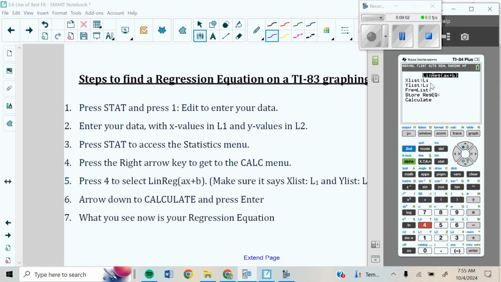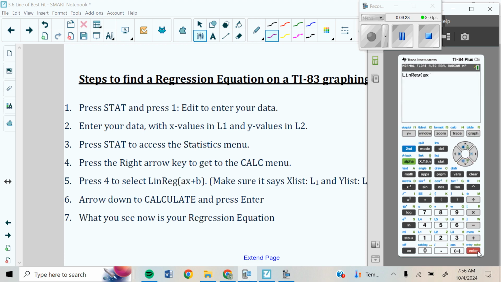You want to make sure that it says list 1 and list 2. Now, if you have an older version of calculator, like an 83 Plus, it might just automatically assume list 1, list 2, and take you to your main screen. So arrow down to Calculate, and then we'd hit enter. I don't have data in there, we will shortly. And then that's what we would do.